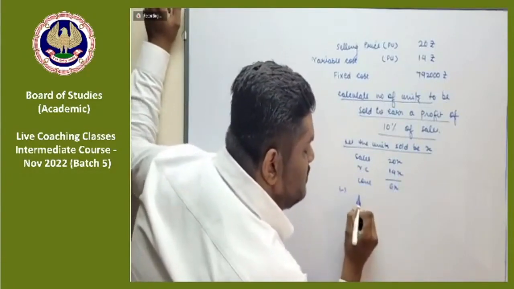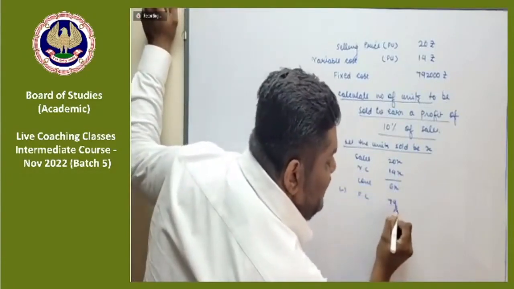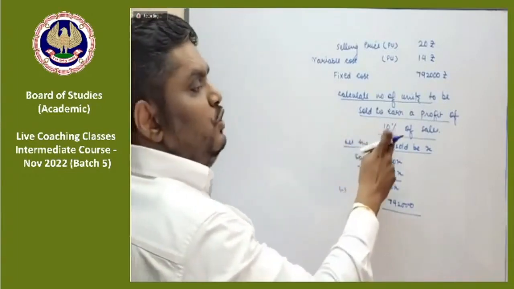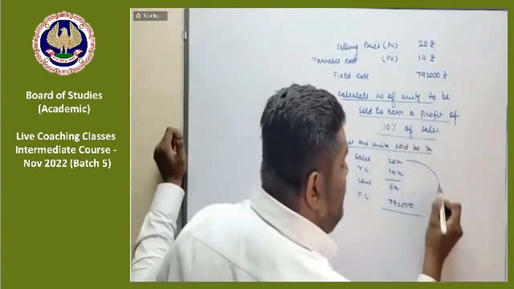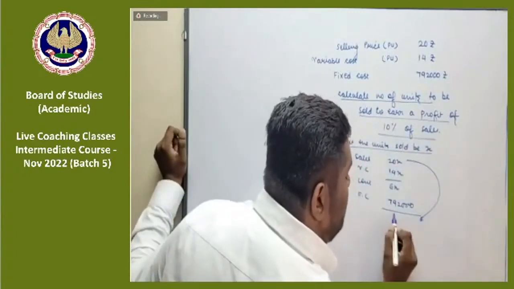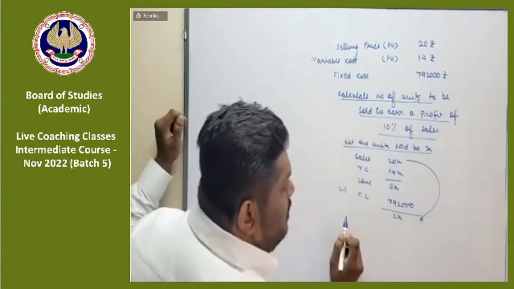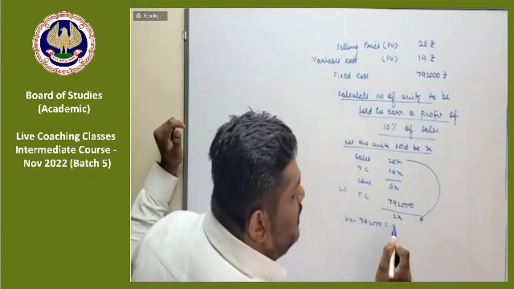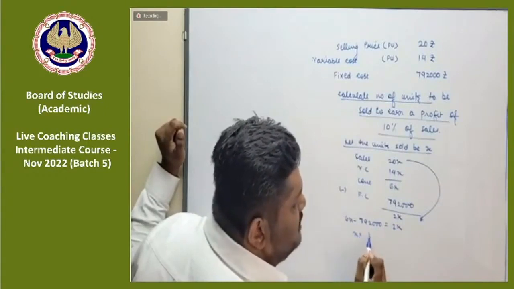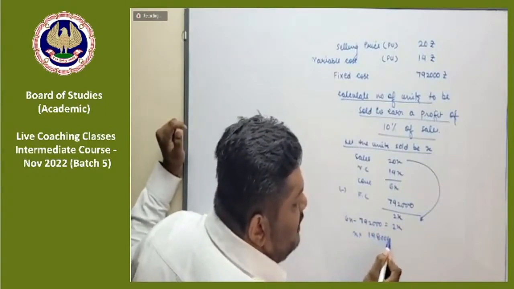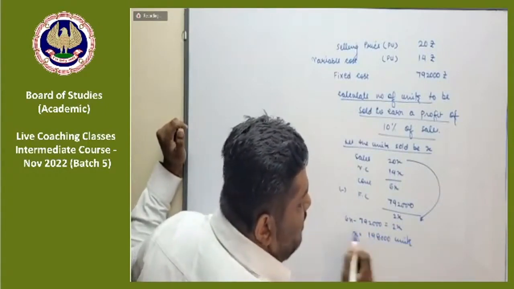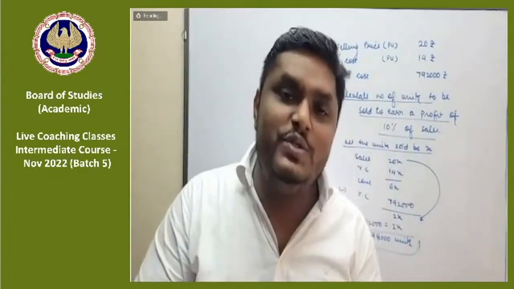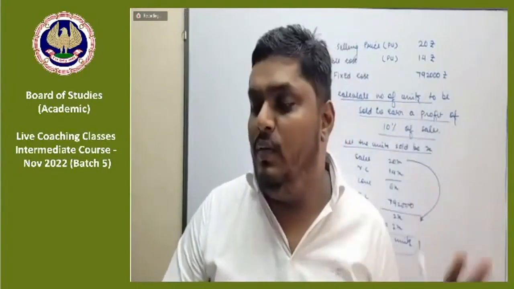My fixed cost is 7,92,000. Now it is said that the profit should be 10% of sales. That is 10% of 20X, that is 2X. So 6X minus 7,92,000 should be equal to 2X. So X is equal to 1,98,000 units. So again, no use of formulas. Only you have to be thorough with the concept.